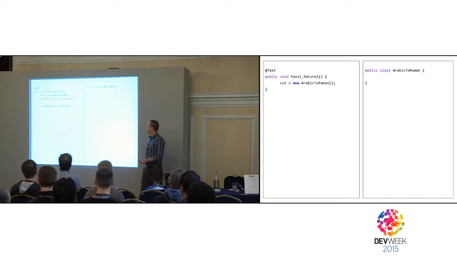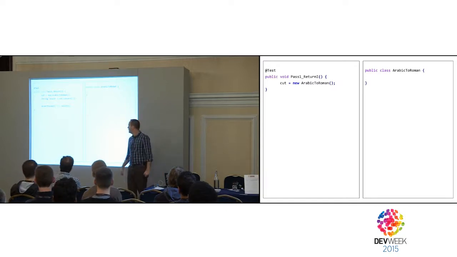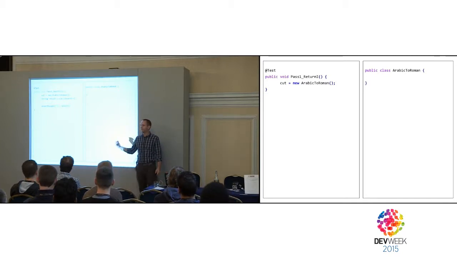So for the first test, I'll give it 1, I expect to get I back, right? That's the Roman representation of it. So first line, new converter, then convert 1, and assert equals, JUnit for you, I, result. Always in all the unit testing frameworks, first you say what you expect to get, then the actual result. I think that should have been the other way around, but that's how JUnit started it, so everybody copied. So what will be the simplest thing to write here? Any suggestions?